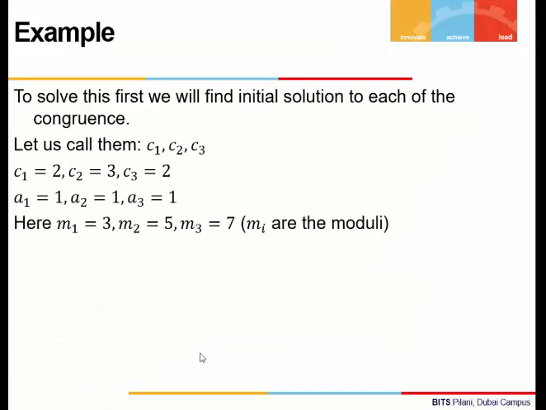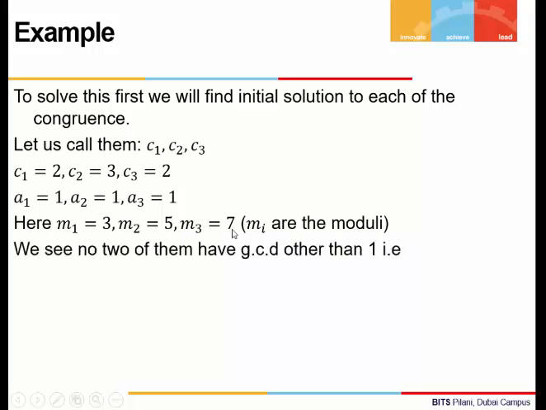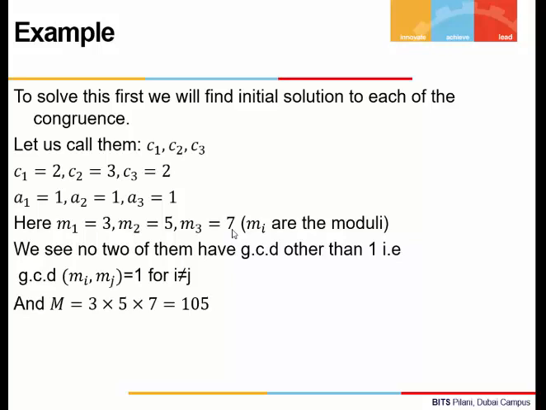Coming to the moduli, the first has modulus M1 equal to 3. The second congruence has modulus 5, we call it M2. M3 is 7, the modulus of the third congruence. We've already seen all of them are pairwise relatively prime. Capital M is the product of all three moduli, 3 into 5 into 7, which is 105. Let's define N1, N2, N3. They are found by dividing capital M by each Mi. So 105 divided by 3 gives 35, 105 divided by 5 gives 21, and 105 divided by 7 gives 15.